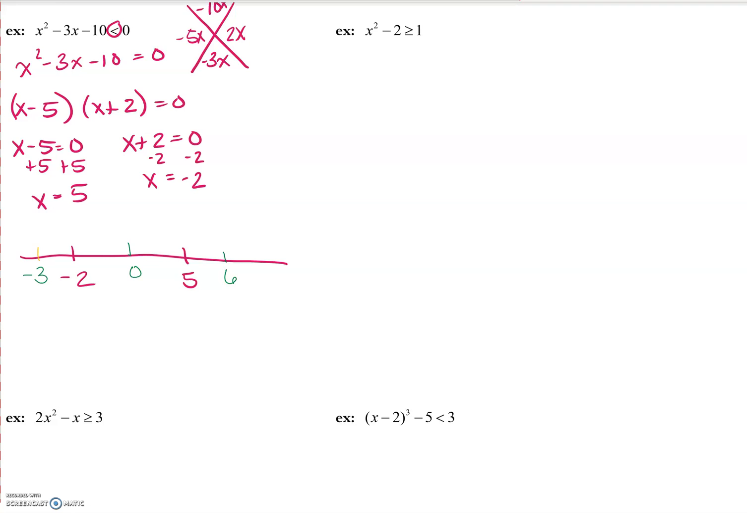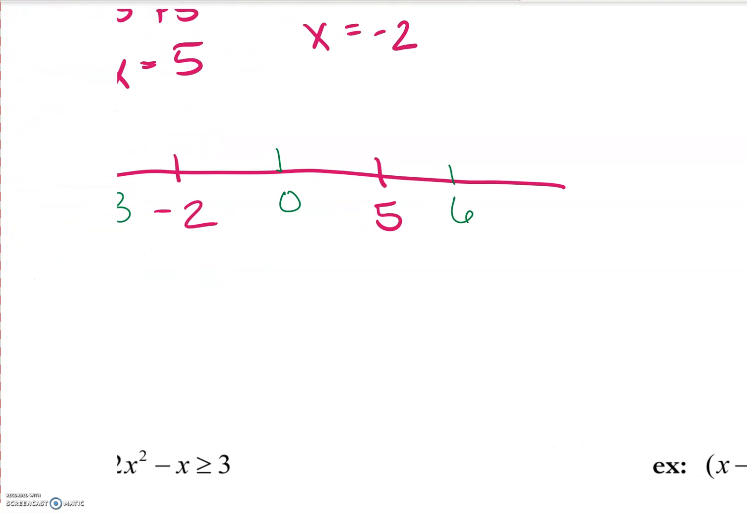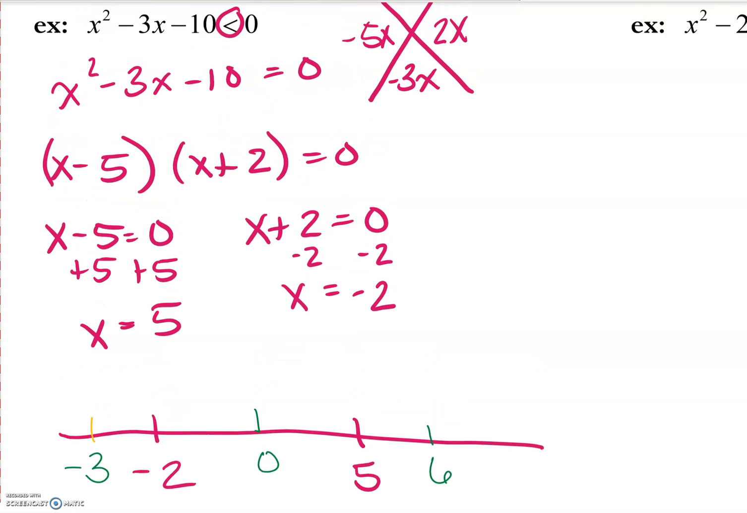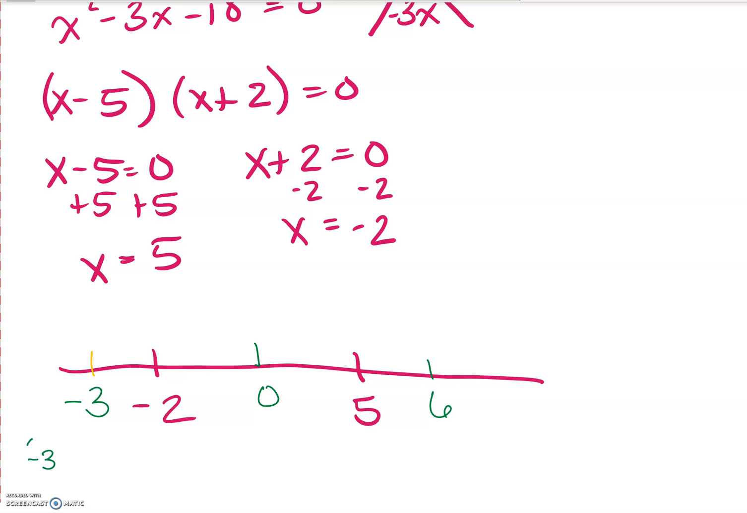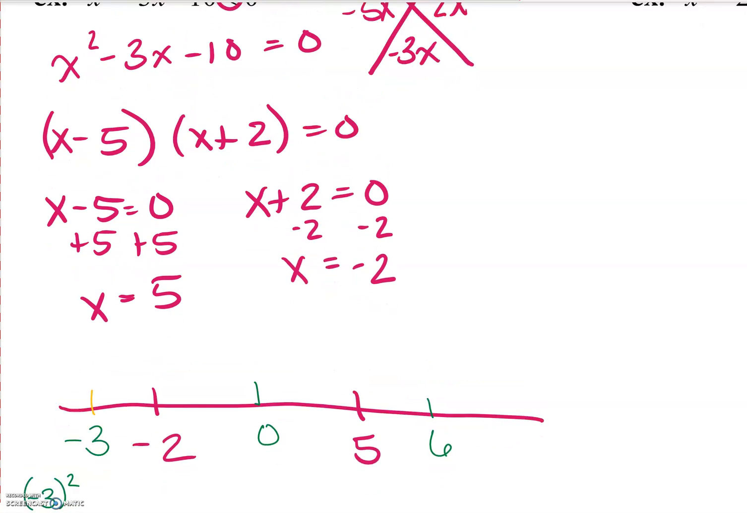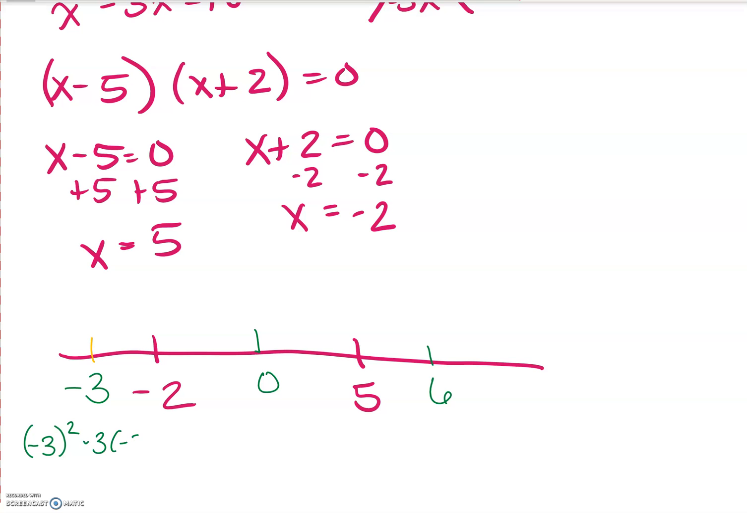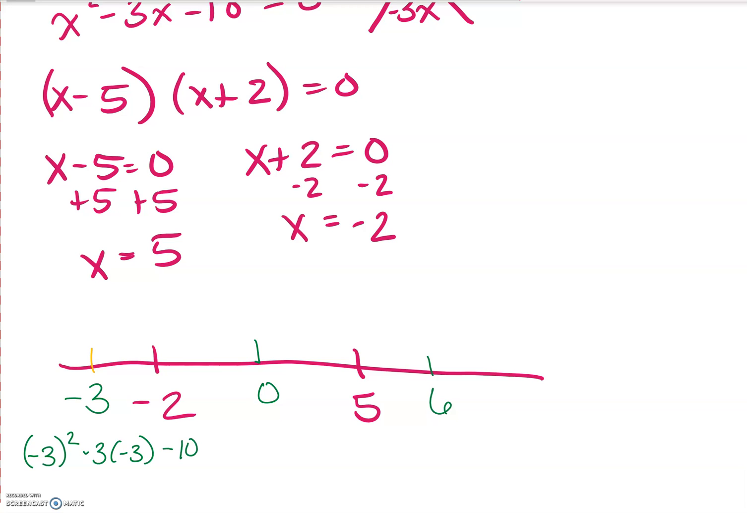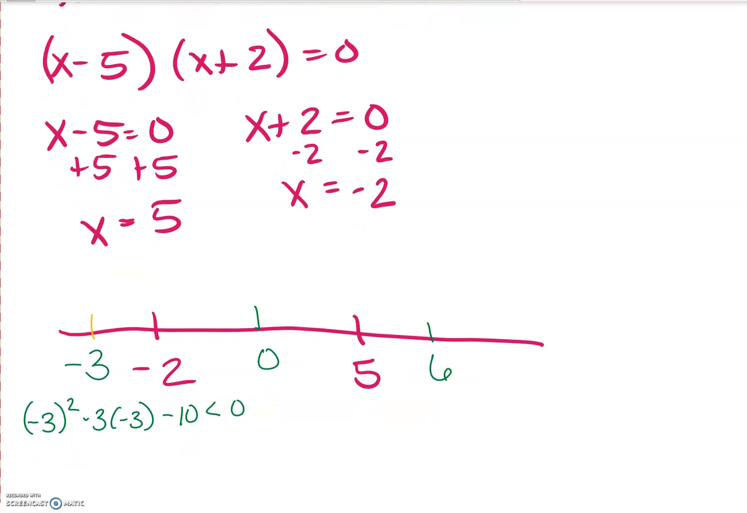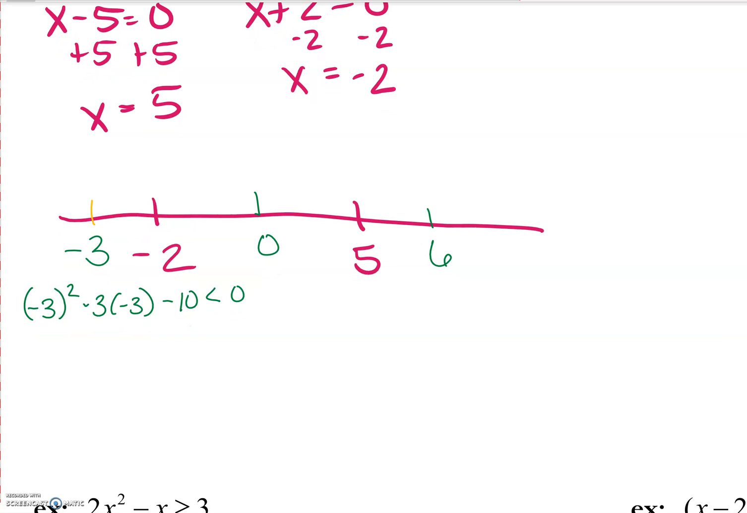So if I plug in the number negative 3 into my original inequality, I would have negative 3 squared minus 3 times negative 3 minus 10, and I'm asking myself if that's less than 0. So from here, I just do order of operations on the left-hand side. I know that negative 3 squared is positive 9. Negative 3 times negative 3 is also positive 9. Minus 10, is that less than 0?